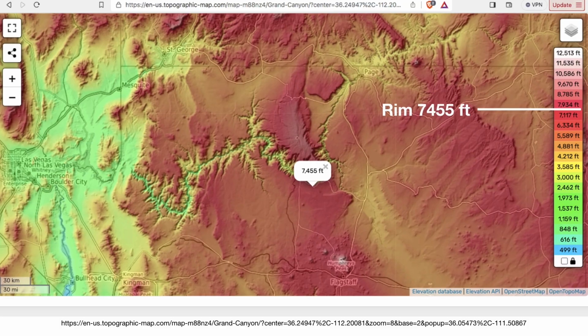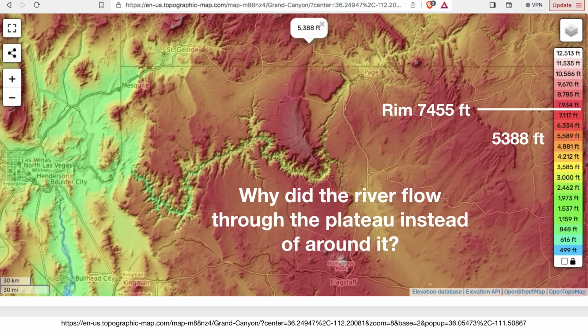And then on the south rim, it's 7,400 feet. And if you go a little farther, it's 4,900 feet, and over here it's 6,400 feet. It should have flowed around the bottom, and actually it should have went around the top, 4,300 feet, 5,300 feet. It should have gone around the north. It shouldn't have gone right through the middle where it's high. So why did the river flow through the plateau instead of around it?